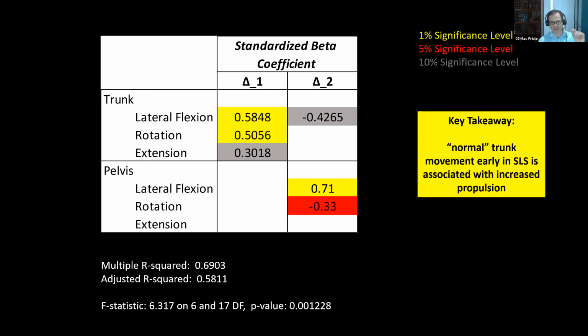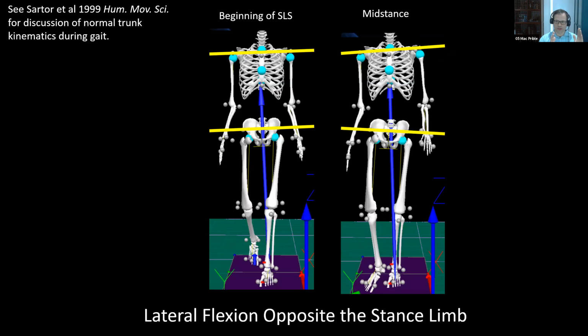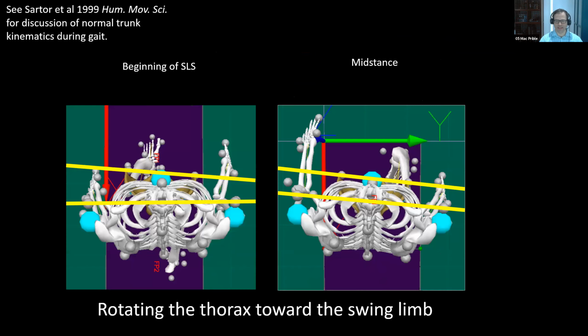Fortunately, the interpretation of the direction of these coefficients is aided by the fact that it is just what the trunk normally does during walking. So in the frontal plane, it is consistent with shifting the hips over, which would be the same idea that you're not tilting in order to shift the weight. And in the transverse plane, it is the counter rotation of the thorax relative to the pelvis and the direction of that swinging limb. So that leads to some key takeaways.